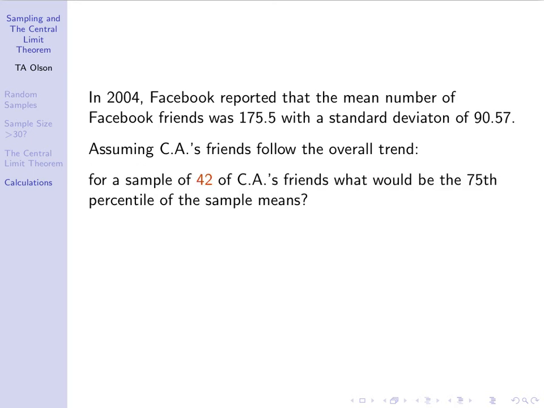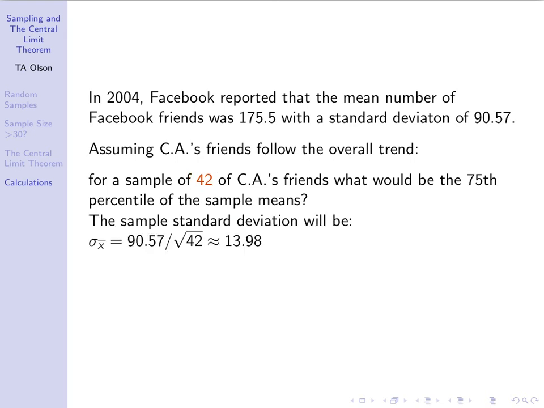We also know that if we know the mean and standard deviation, we can do some calculations about where the values are for certain percentiles. So let's take a sample of 42 of Chifaru's friends. What would be the 75th percentile for our sample means? So 75% of the samples she would take would be less than this point, and 25% of the samples would be greater.